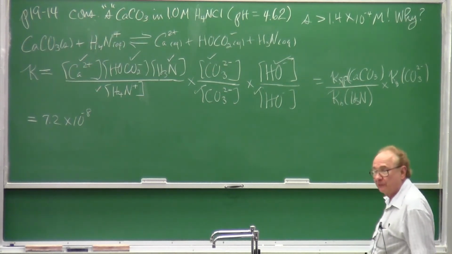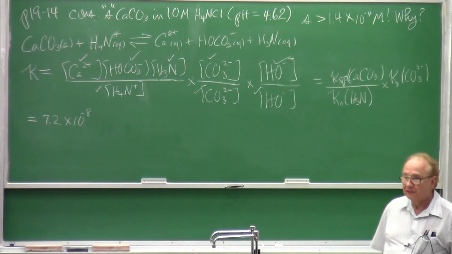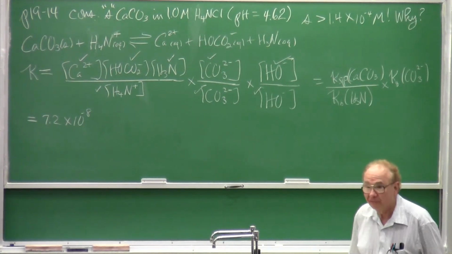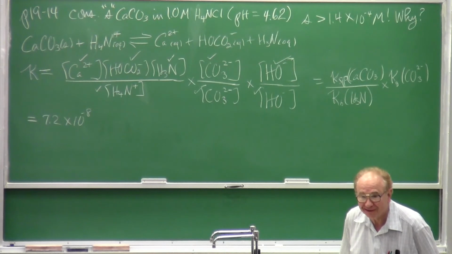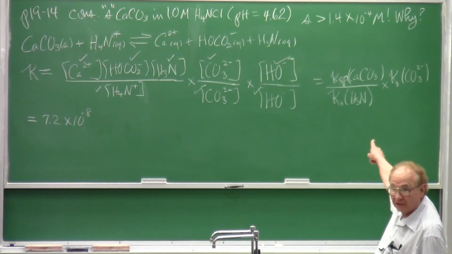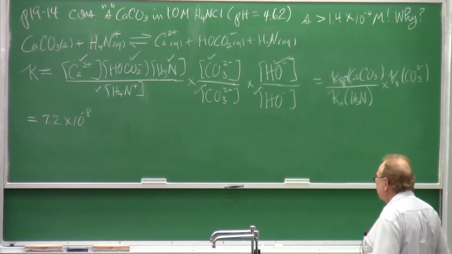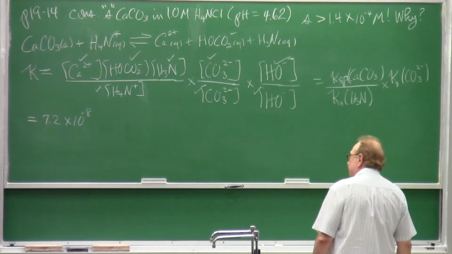If I hit calcium carbonate with straight water, what solubility do I get? It's 1.4 times 10 to the minus 10, isn't it? I mean 10 to the minus 4. 1.4 times 10 to the minus 4. Okay. So back to this K value.